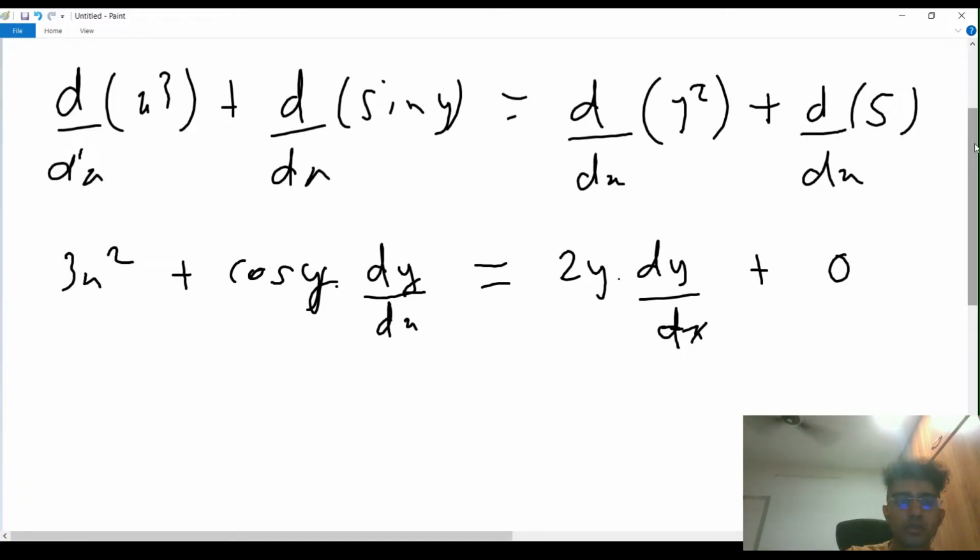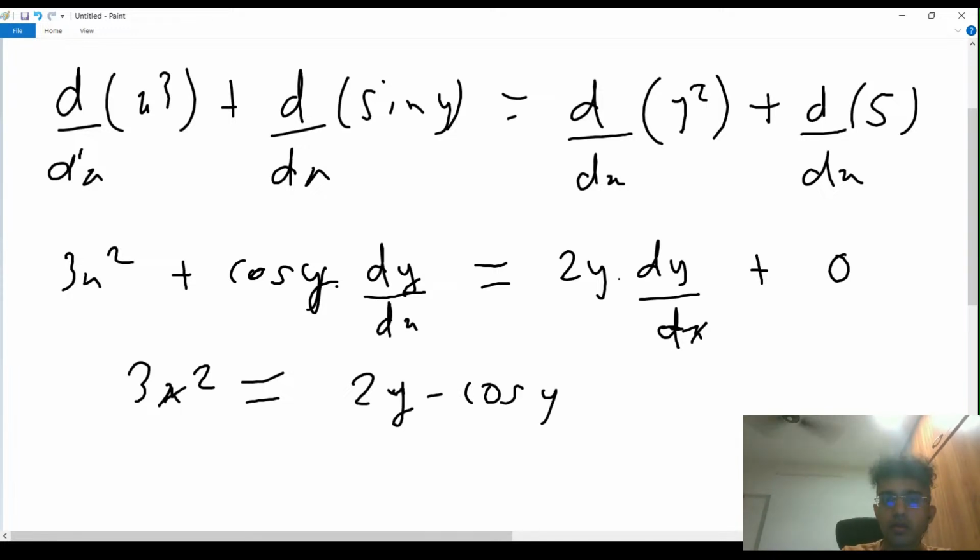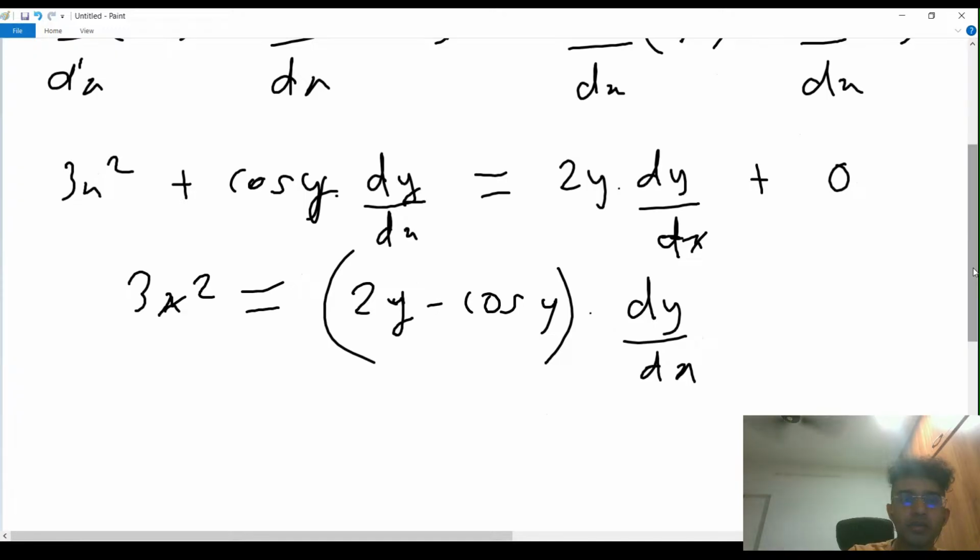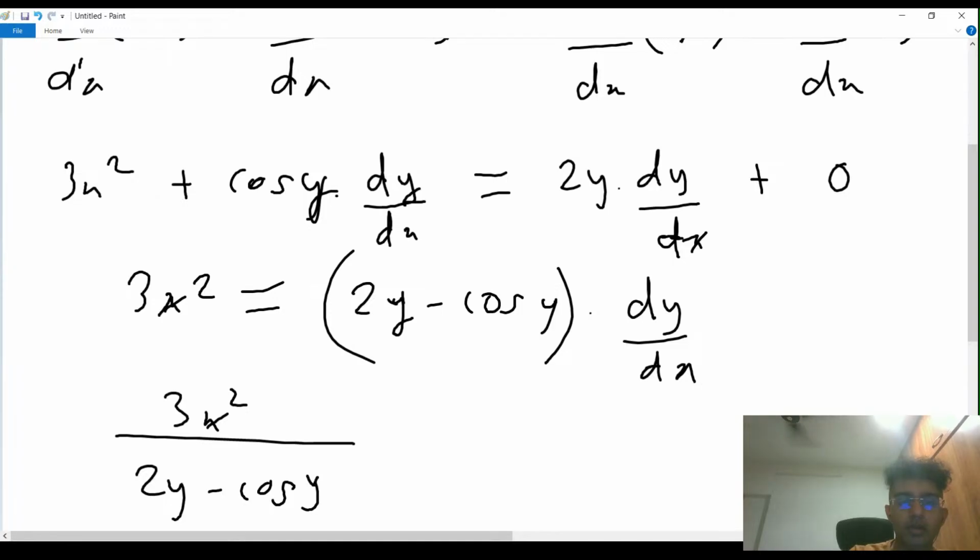Okay, so now what you do is you take this dy by dx common. So 3x squared equals 2y minus cos y into dy by dx. Okay, so dy by dx equals 3x squared divided by 2y minus cos y. That's the answer. Okay, clear?